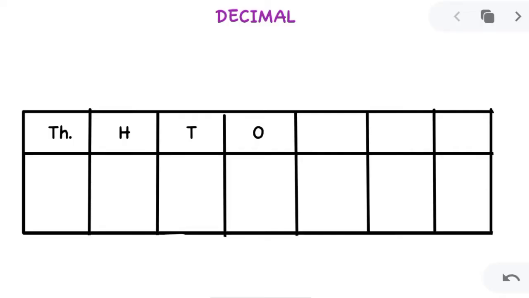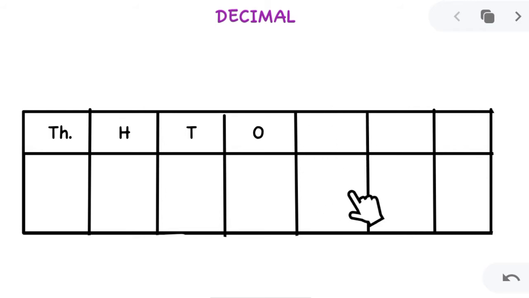Today we are going to start a new chapter, decimal. But before that, let's revise numbers. Starting from the right, we know the first place is ones place, then it comes tens place, then hundreds, thousands, and so on. But what will happen if we move further right to the ones place?